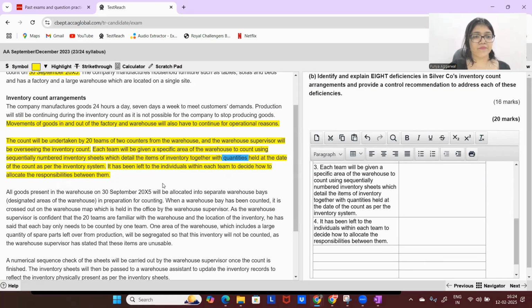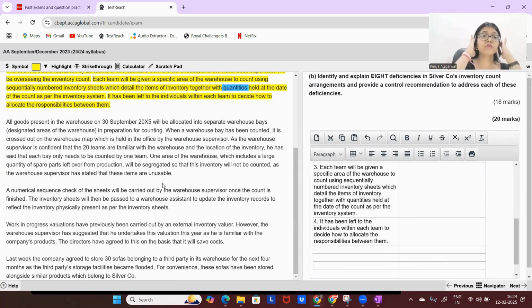Okay. Next paragraph. All goods present in the warehouse on 30th September 2005, that means at the year end, will be allocated into separate warehouse bays, designated areas of the warehouse in preparation for counting. When a warehouse bay has been counted, it is crossed out. Crossed out means you have crossed out that item on the warehouse map, which is held in the warehouse by the warehouse supervisor.